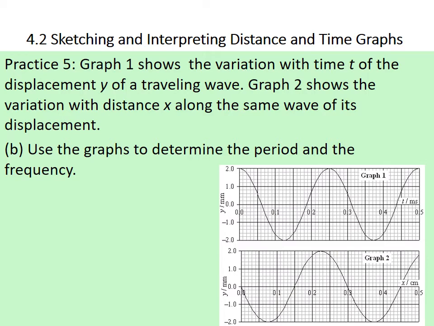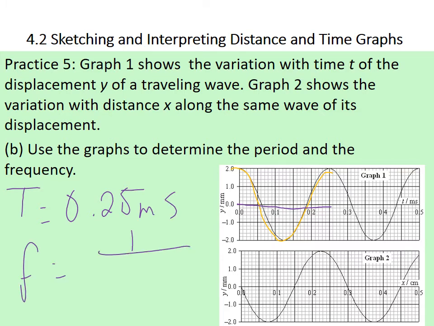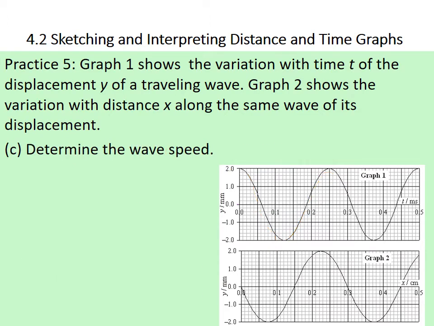Part B, use the graphs to determine the period and the frequency. So I can use graph 1 to determine the period and frequency because it contains time information on the x-axis. Again, one wave is this. So that is from here to here. So the period, capital T, equals 0.25 milliseconds. Frequency equals 1 over 0.25 milliseconds.